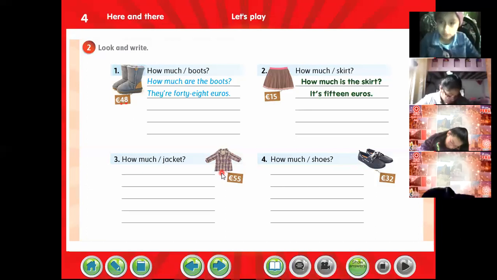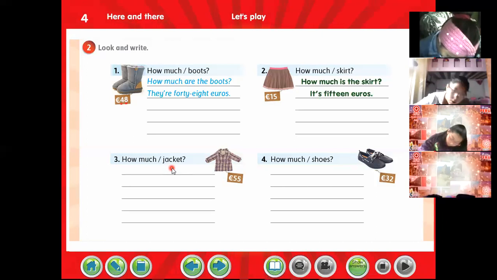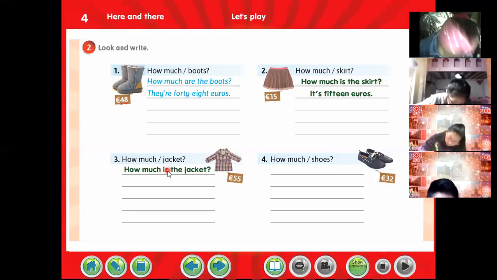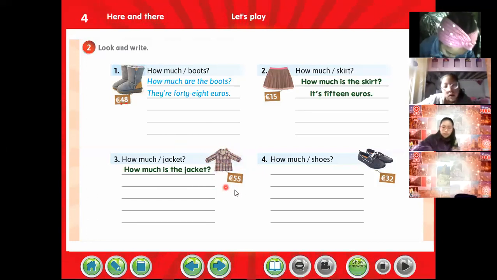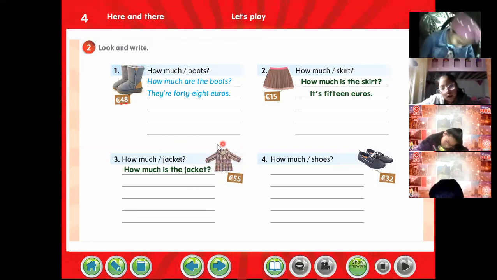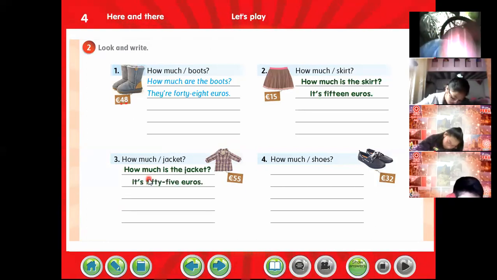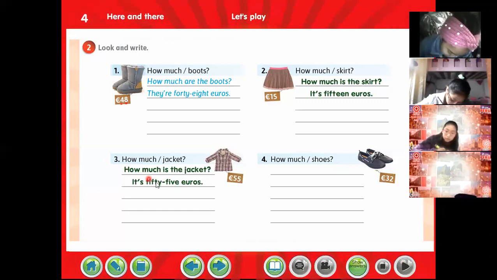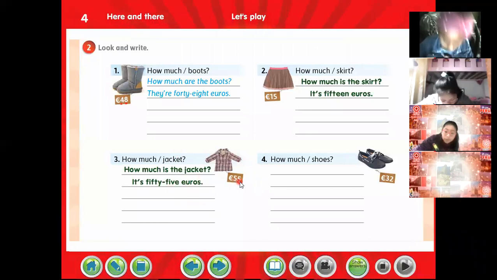Yeah, one volunteer, please. Raise your hand. Give me the question. What is the question? Okay, Elena, tell me, please. How much is the jacket? Alina, how much is it? Look. It's 55. Yeah, good. 55. It's the euros. Euros, yes. Euros, good. 55. No, that is the number.